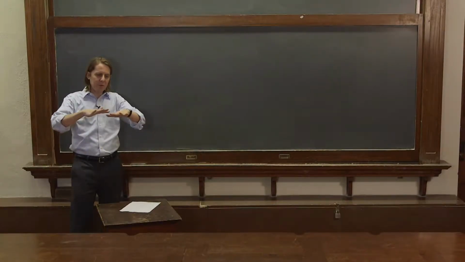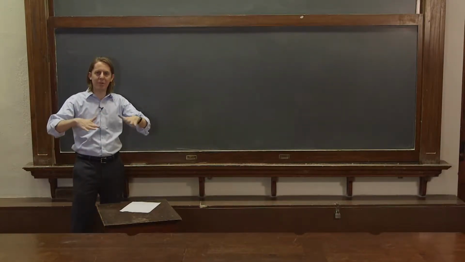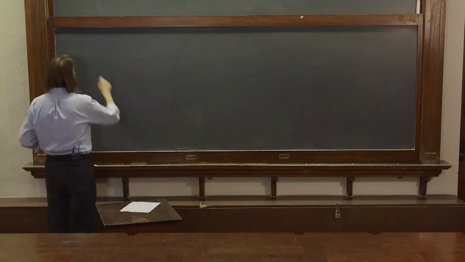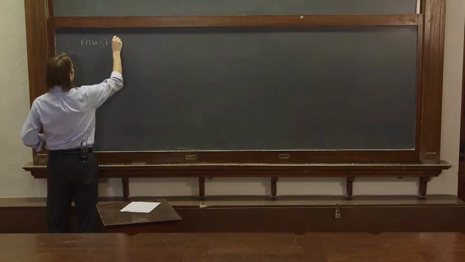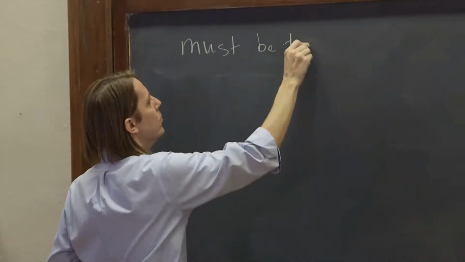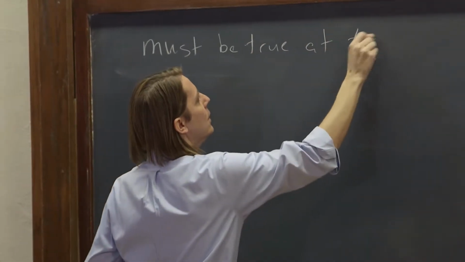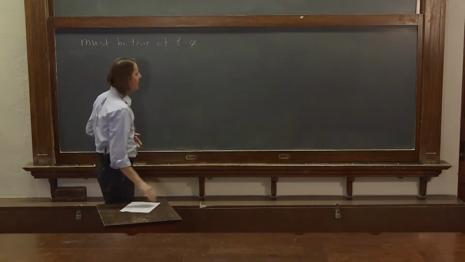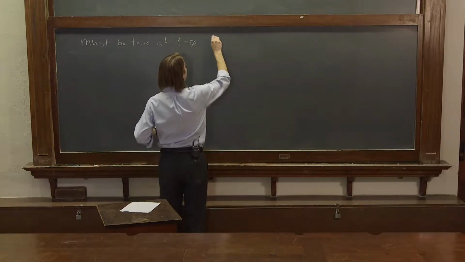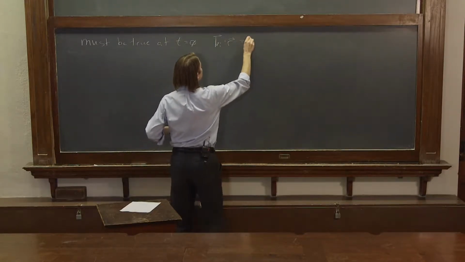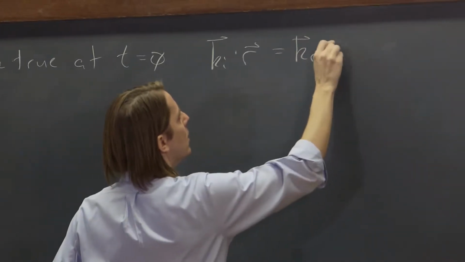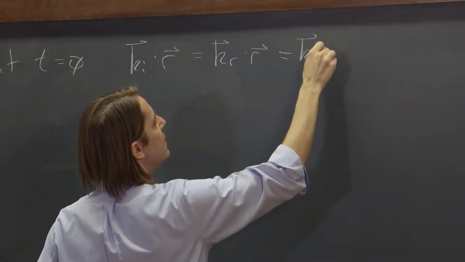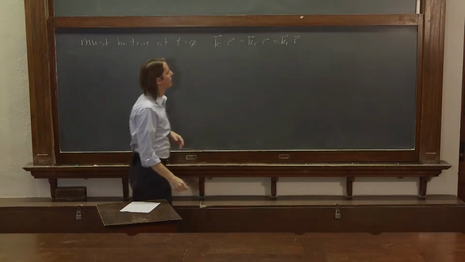So we've said that no place on the plane is special, no time is special. So this phase factor must be constant. But it also must therefore be true at some time we can just call t equals 0. That'll take the time part out of it. And then we can say that ki dot r equals kr dot r equals kt dot r, the transmitted wave vector.